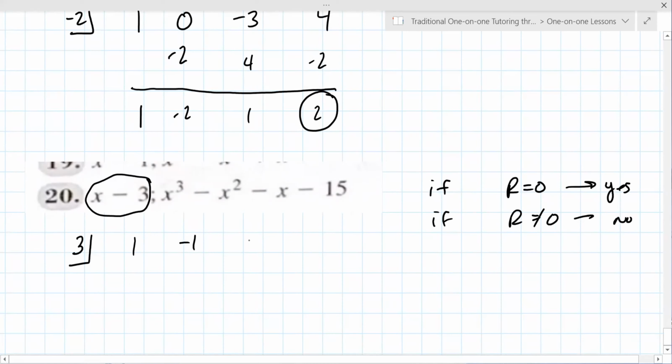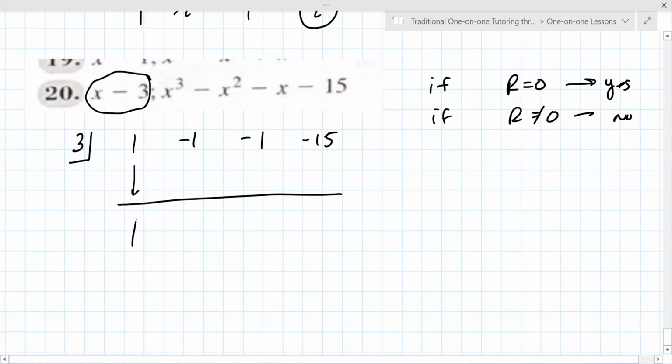So we need the coefficients 1, -1, -15... Okay. And then bring the numbers down. So 1 times 3 is 3, -1 plus 3 is 2, 2 times 3 is 6, that's +5. +5 times 3 is 15. And look at that, remainder equals 0. So the answer is yes for that one.